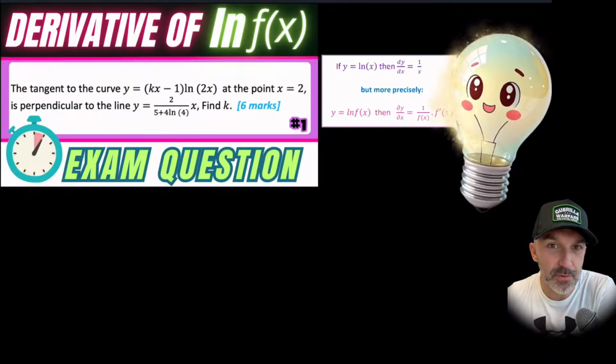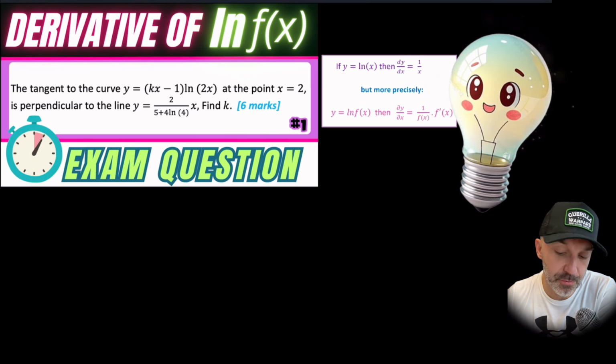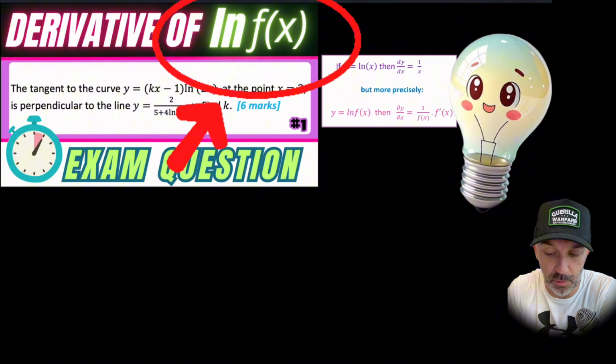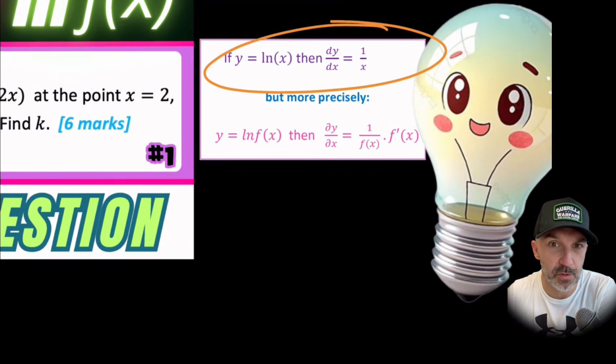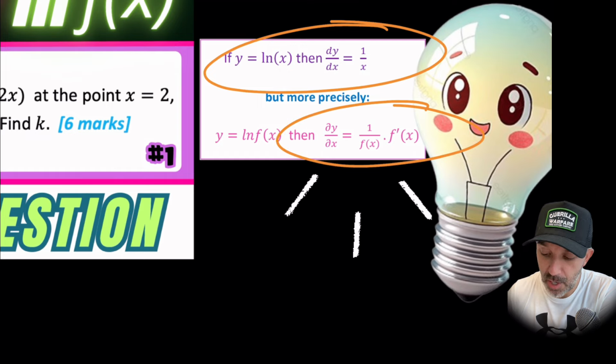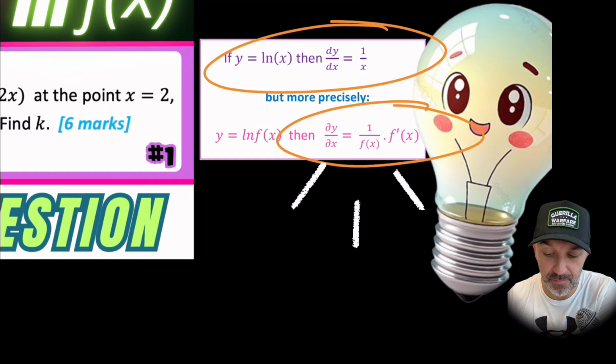Welcome back, everybody. So this is part of the channel where I'm going to go through a past exam question. This one is on differential calculus. It involves natural log. Just before I start, let's remind ourselves that the derivative of a natural log is 1 over x, or more explicitly, 1 over f of x times the derivative of f.